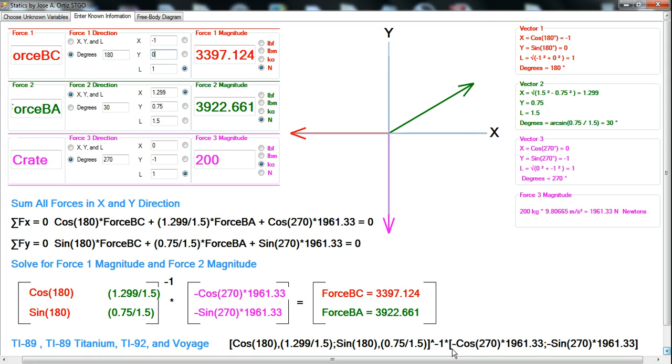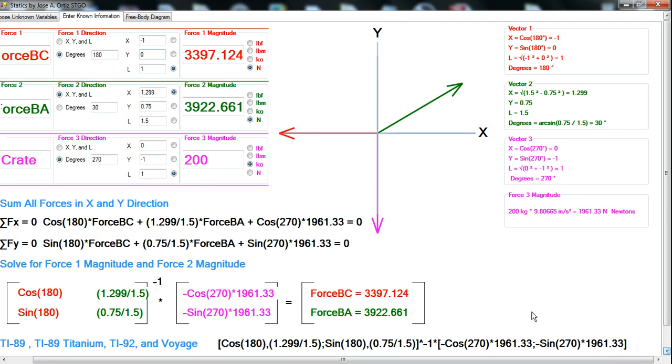To start the second matrix, you use a bracket, and then you enter your first row: negative cosine of 270 times 1961.33. Then your second row, separated by a semicolon: negative sine of 270 times 1961.33, and you close your bracket. Once you have this entered in your TI-89, you press enter. When you press enter, this third matrix shows up.